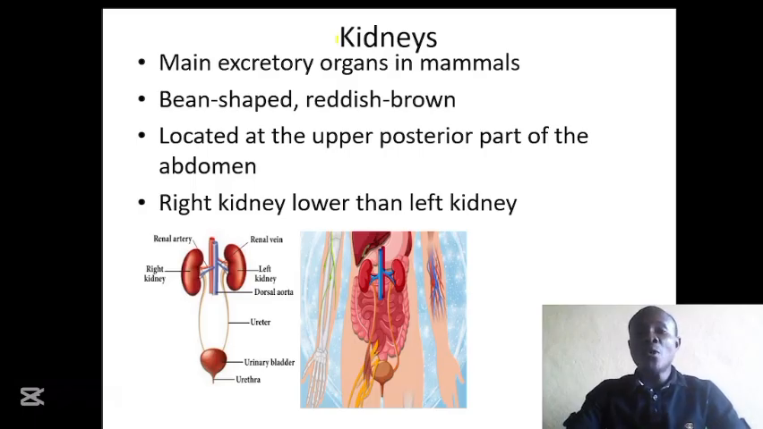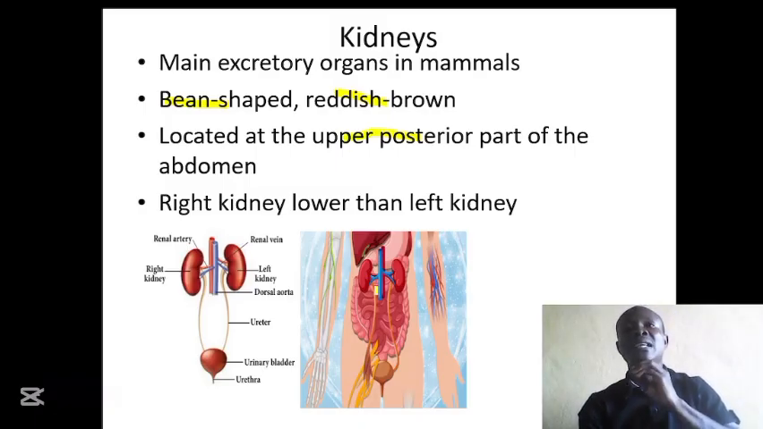The main excretory organs of humans are the kidneys. We have two kidneys, one on the left and one on the right. The kidney resembles a bean-shaped structure. It is reddish brown in color. The kidney is located at the upper posterior part of the abdomen. You can find the kidney at the upper posterior part of the abdomen on either side of the spine, that means the spinal cord.